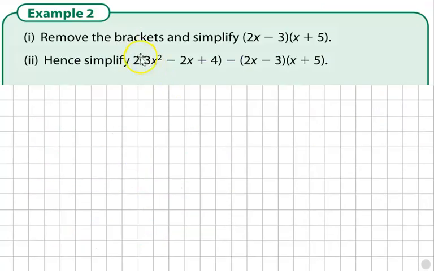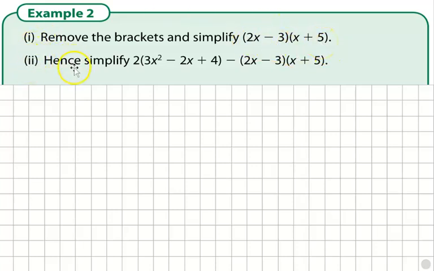Example 2, part 1. Remove the brackets and simplify. Bracket 2x minus 3 bracket x plus 5 bracket. So what we're going to do here is do 2x minus 3 multiplied by x plus 5. So everything inside the first bracket multiplied by everything inside the second bracket. And that's because in maths, brackets mean multiply.